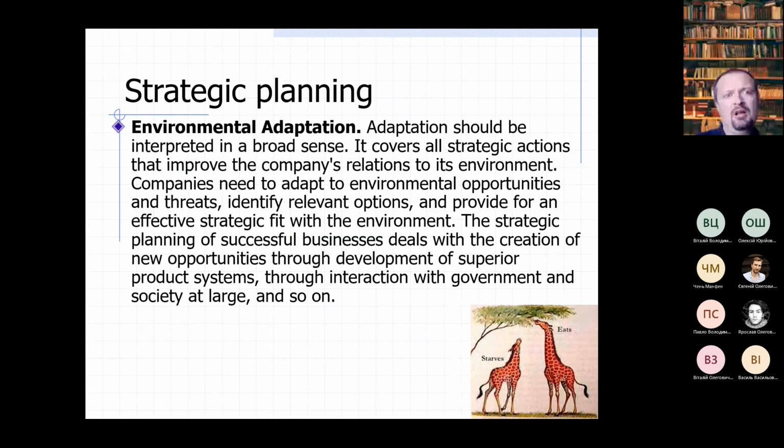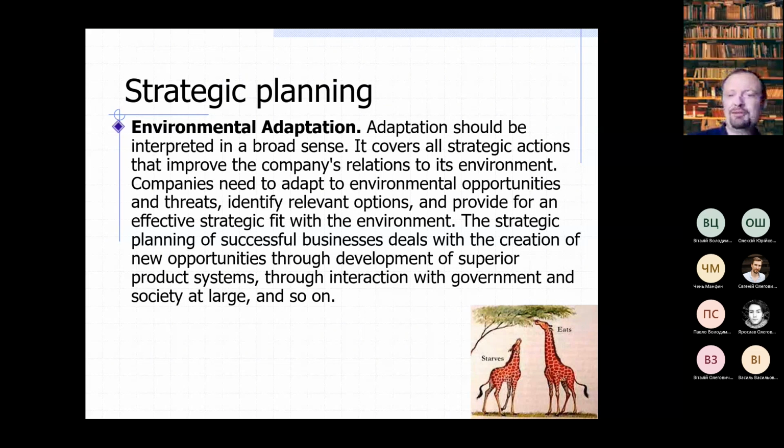Then you have to understand the problems and opportunities in the external environment, and you have to adapt your company to changes in the external environment.